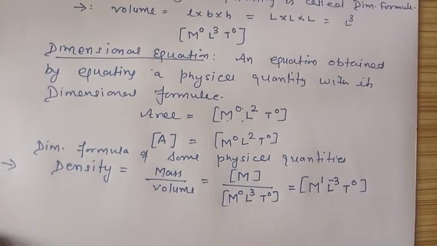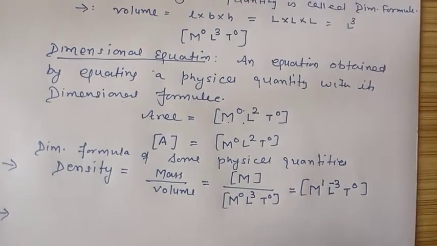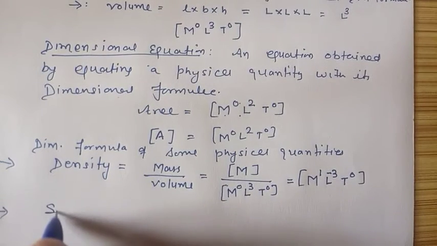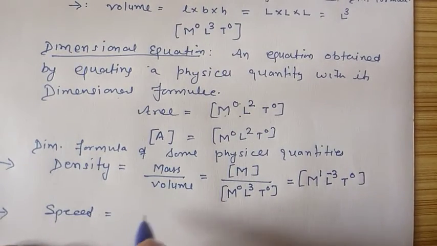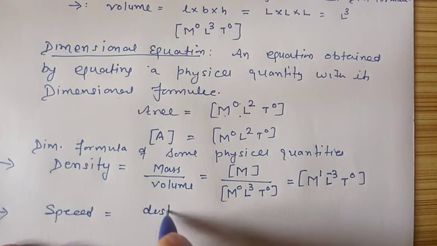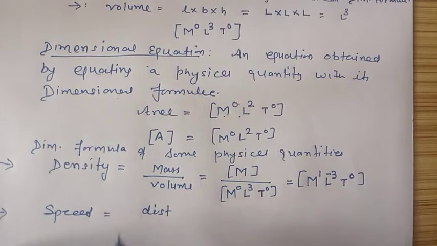Similarly, you can find the dimensional formula for other quantities. Let us take speed. Speed has the formula distance upon time.